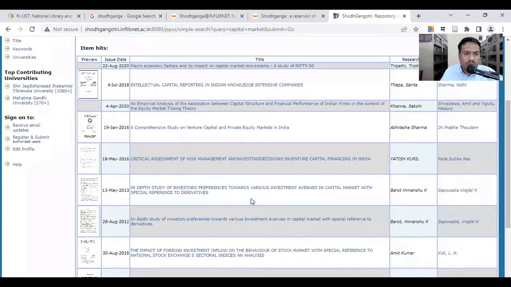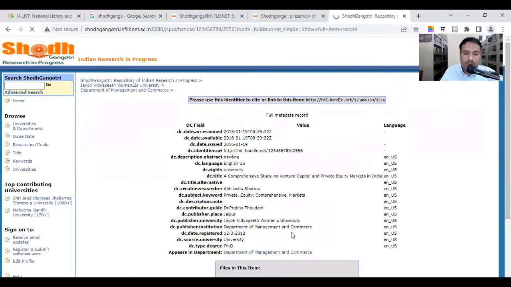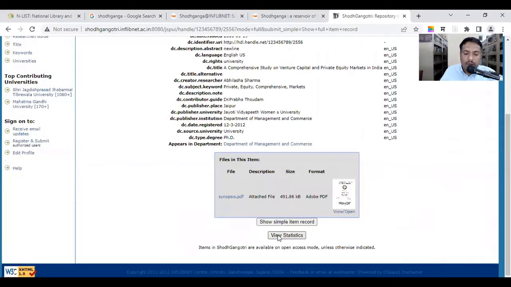So what is a synopsis? I'm going to click this one. For example, "A Comprehensive Study on Venture Capital and Private Equity Market in India." This synopsis is nothing but what people are going to carry out their PhD research on. The same way, you have to submit a synopsis, a little like this, to the committee. So please remember, you have to submit the synopsis like this.